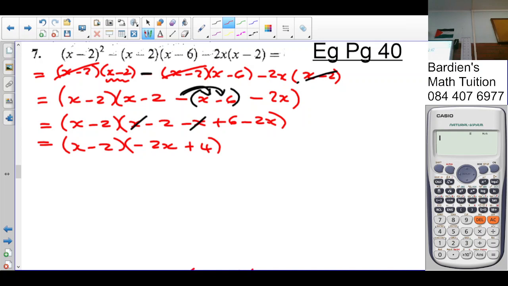And I almost feel like I did it, no? Like I should stop now. But you shouldn't. What do you see now? Negative 2 is a common factor in the second bracket. Right, take it out. Do your thing there.